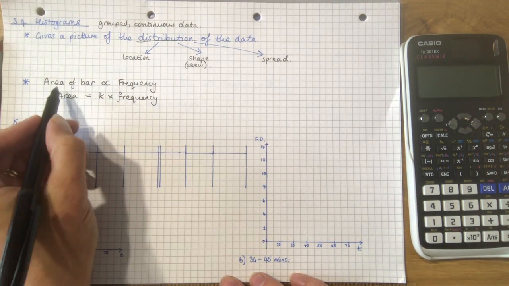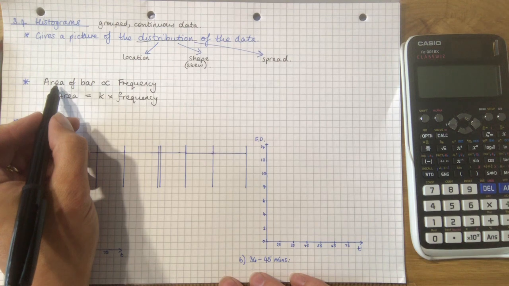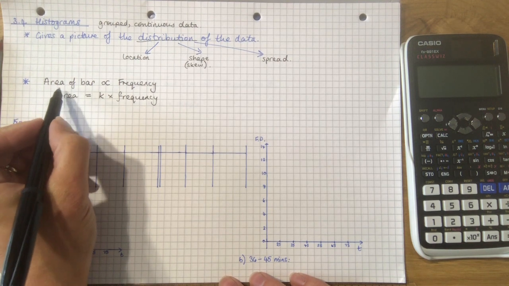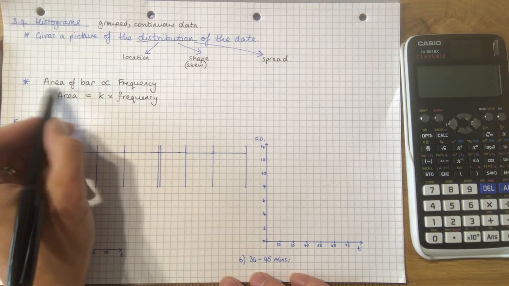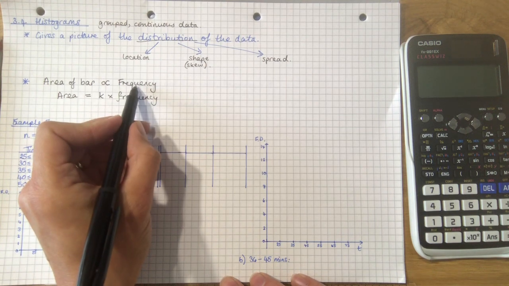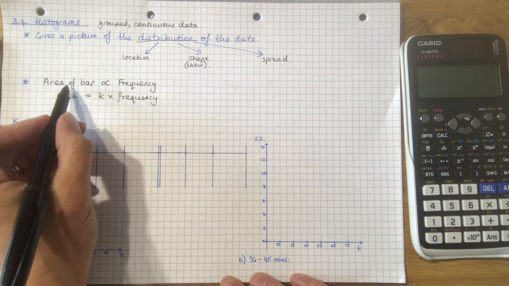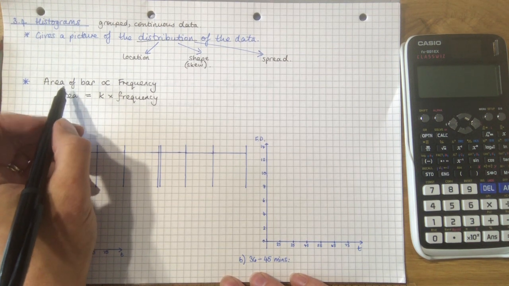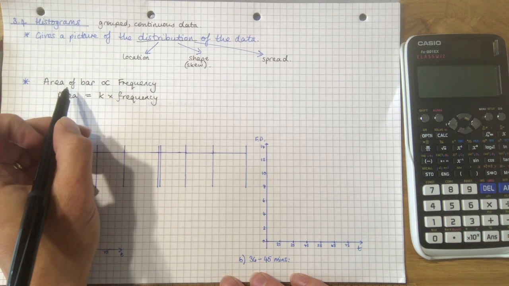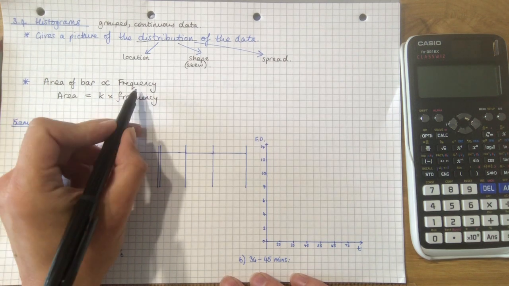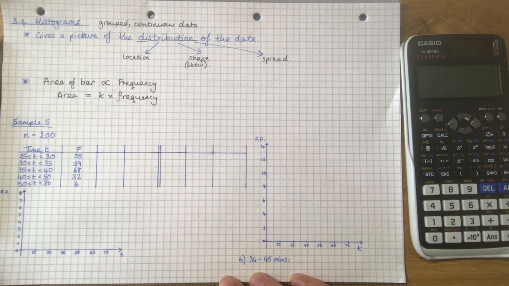The reason a histogram is so good is because you might have bars with different widths, and by making sure that it's the area of the bar that tells you about the frequency rather than just the height, as with a bar chart, each bar looks right. So a bar doesn't look too big compared to another one, depending on what frequency it's representing. So let's have a look at example 5.